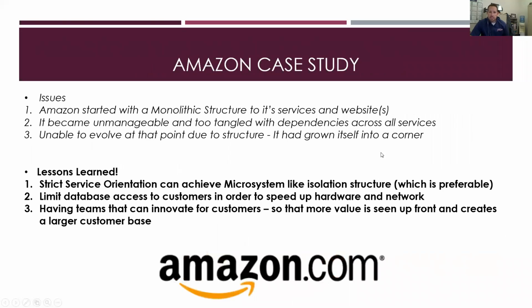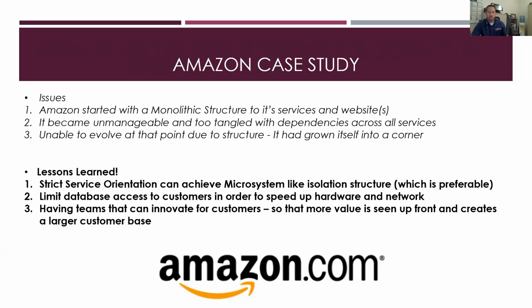And so let's get into the first example. They talked about Amazon, right? Amazon started with this monolithic structure to service the website. It became unmanageable, too tangled with dependencies across all services. And so they were unable to evolve, because the structure had grown itself into a corner.